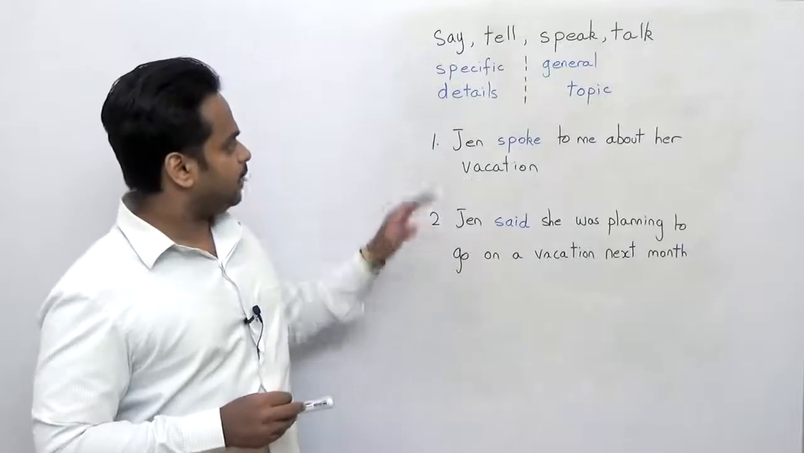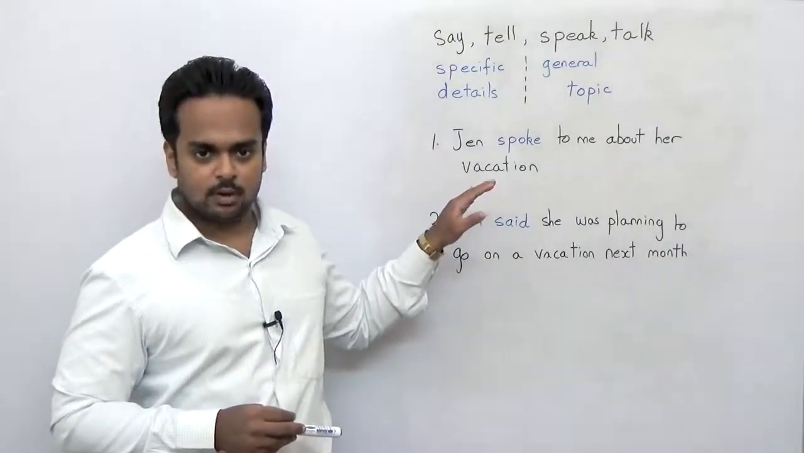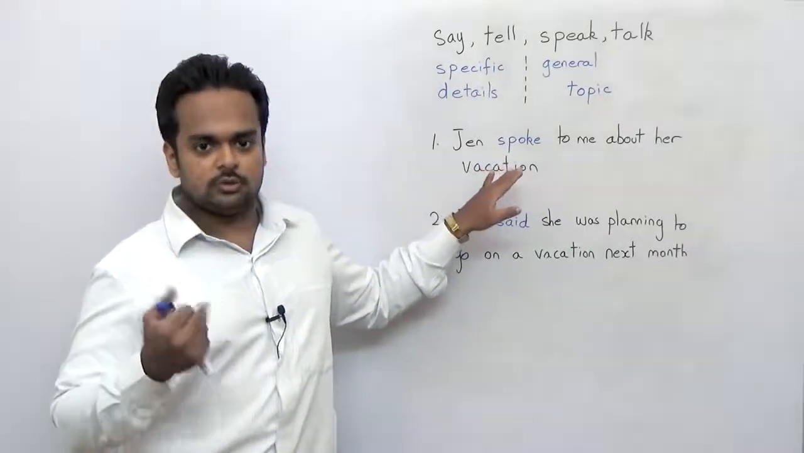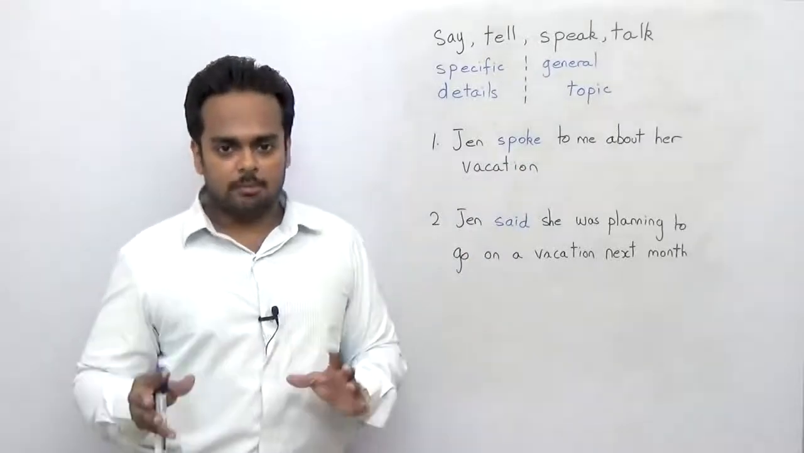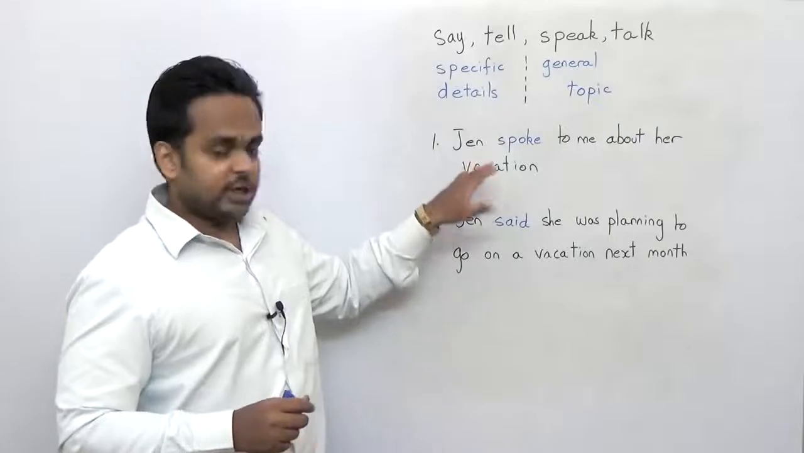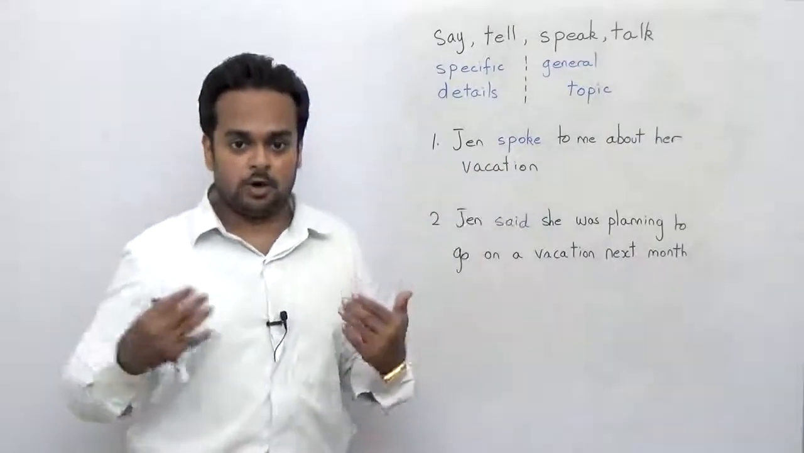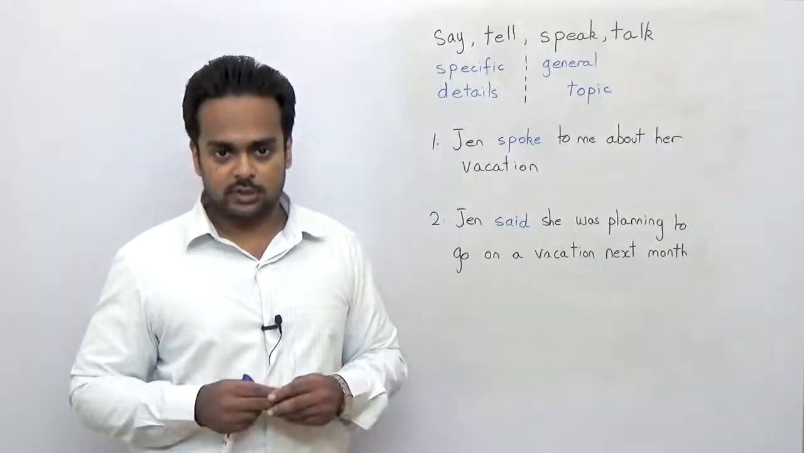Here's an example. Jen spoke to me about her vacation. Here, you know that there were two people in the conversation, Jen and me, and you also know the general topic of the conversation. The general topic is her vacation. So Jen spoke to me about her vacation, but you don't know any of the details of the conversation.